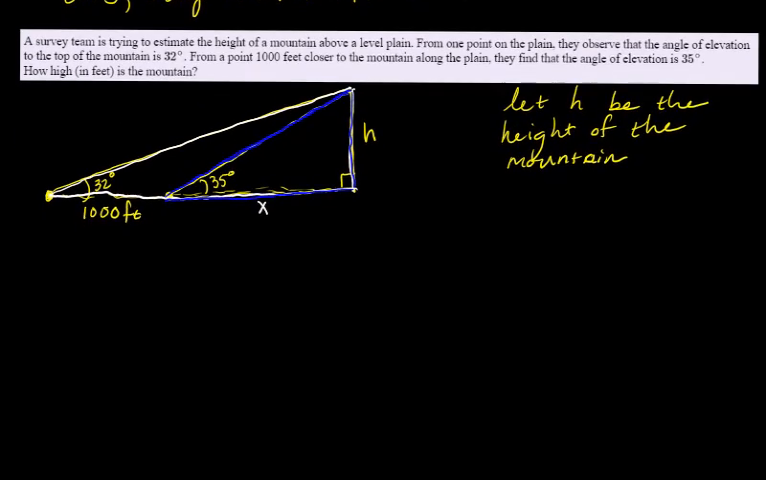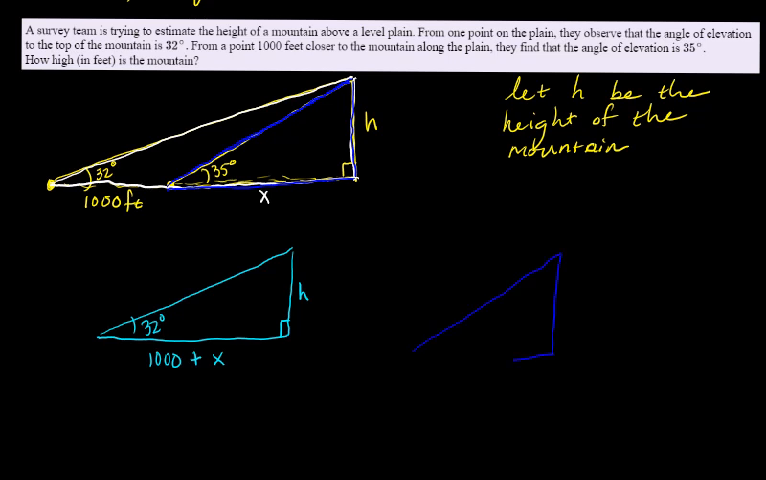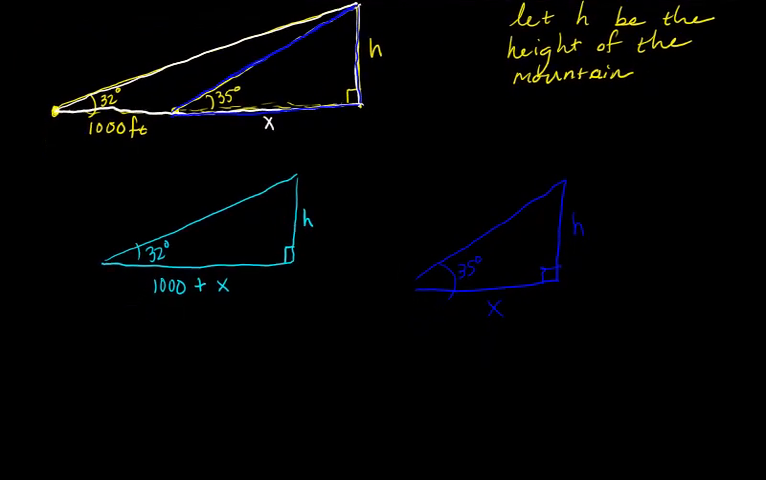Okay, I'm actually going to draw them for you so that you can see them. So here's the one that I outlined, right? So you've got this guy, and that would be 32 degrees. This is h, and this is, hopefully you would agree, 1,000 plus x. And that's my first right triangle, the big one. Then I've got the smaller one, which would be, right, 35 degrees here. And then there's my right angle, and this is h, and this is x. And if you take a look, they both incorporate the variable h.